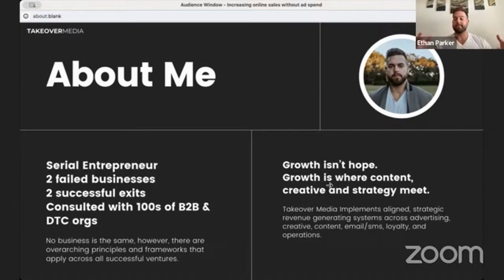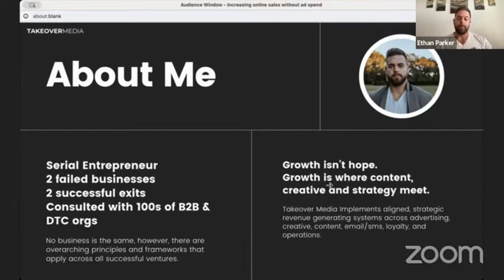What I learned through this time is that no business is the same, of course, but there are overarching principles and frameworks that apply across anything that wins. And there are also commonalities in things that lose. Even if the individual specifics are a little bit different for everyone, the frameworks are the same. And that's what we're going to go through today.